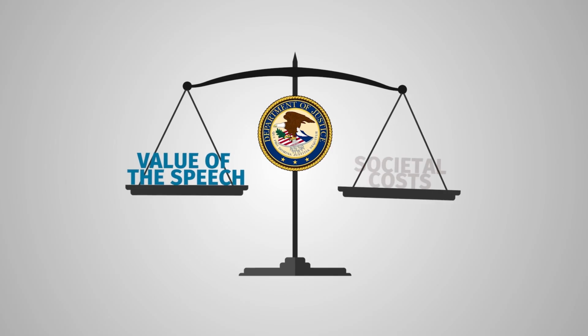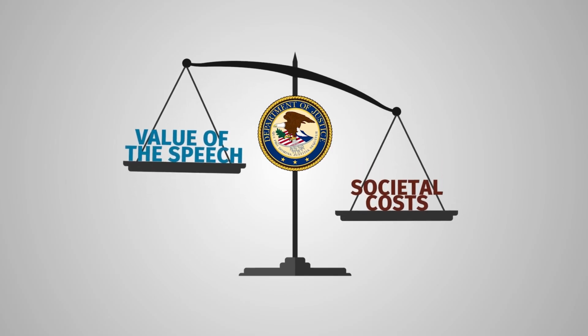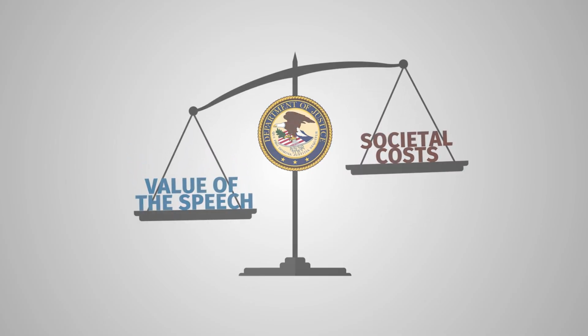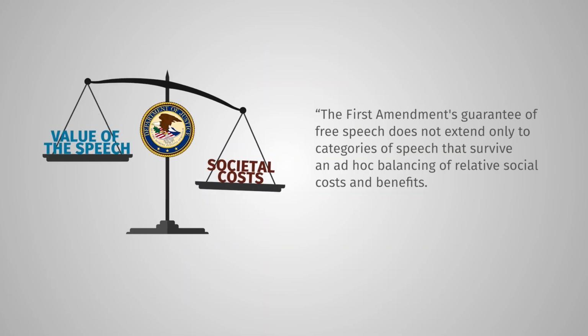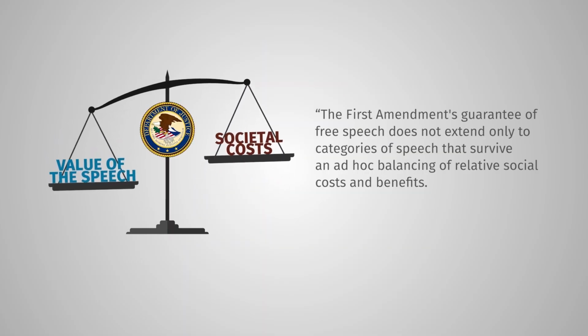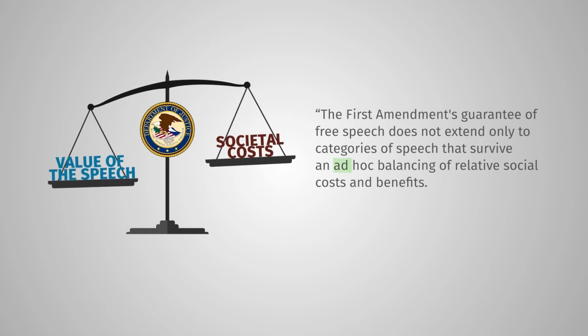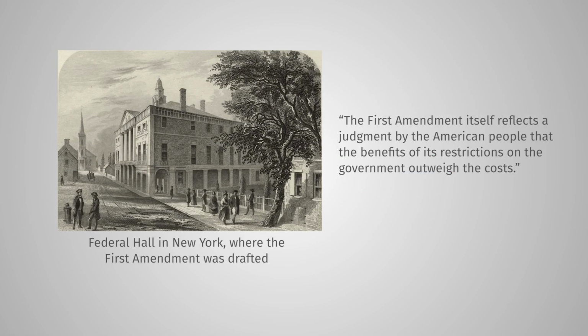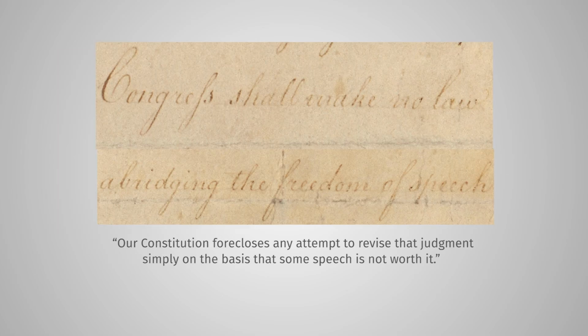The government urged the Court to apply a test that balances the value of the speech against its societal costs. We firmly reject that proposition. Chief Justice Roberts explained that the First Amendment's guarantee of free speech does not extend only to categories of speech that survive an ad hoc balancing of relative social costs and benefits. The First Amendment itself reflects a judgment by the American people that the benefits of its restrictions on the government outweigh the costs. Our Constitution forecloses any attempt to revise that judgment simply on the basis that some speech is not worth it.